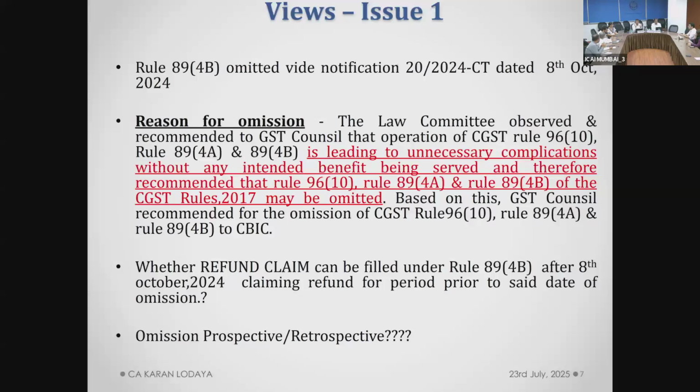So suppose let us take an example. Refund is for a period. So there are two situations. One is my refund claim period. Relevant period is suppose May 24, and I have filed in December 24. Whether I have to file under 89(4)(b) or I have to file under 89(4) compulsorily, because there is no statute. 89(4)(b) is not there. 89(4). So as on the date when I'm filing the refund claim, 4B is not prevalent.